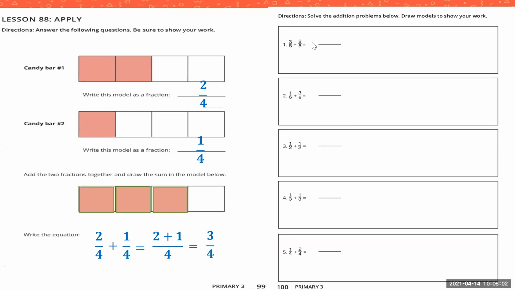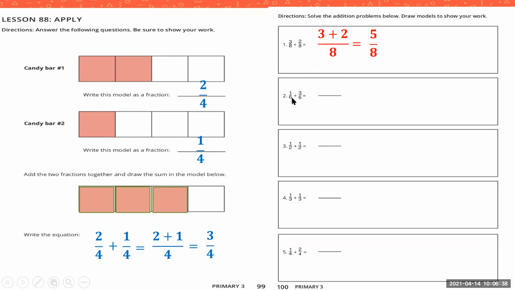Here we will start solving. 3 over 8 plus 2 over 8. It's very easy. We will put 8 as it is and add the numerators. 3 plus 2 equals, I'll let you solve, but not now. By the end of the session, I'll give you chances to answer. Okay, just focus with me now. 3 plus 2 equals 5. So I will put 8 as it is. It will be 5 over 8.